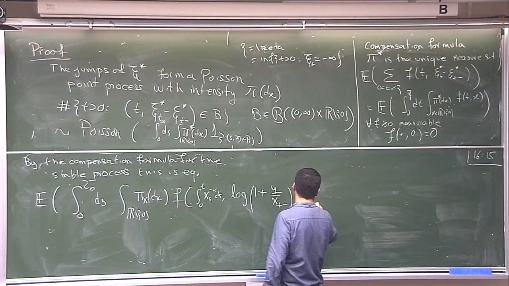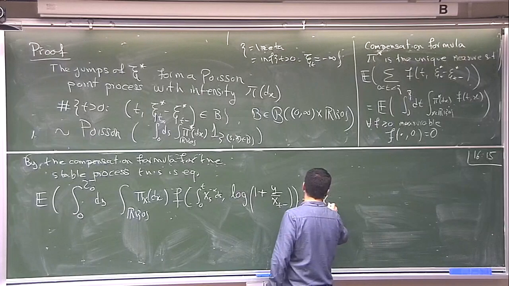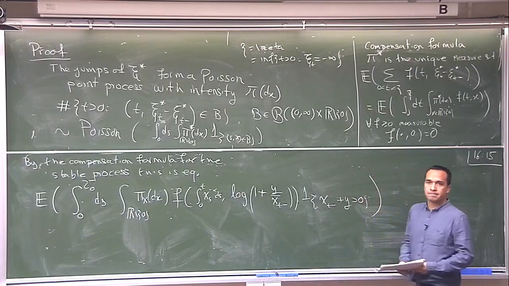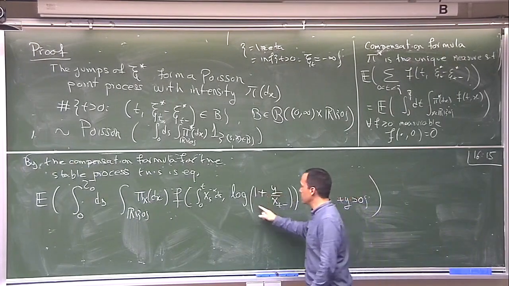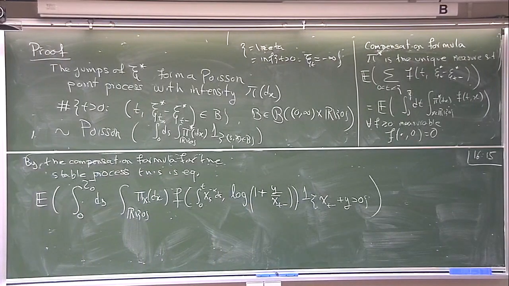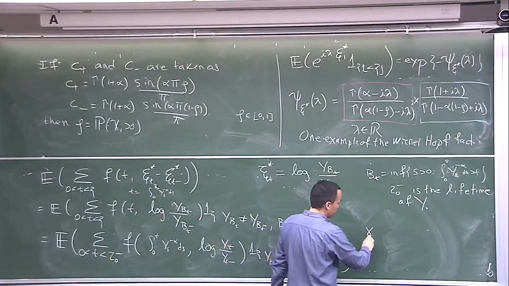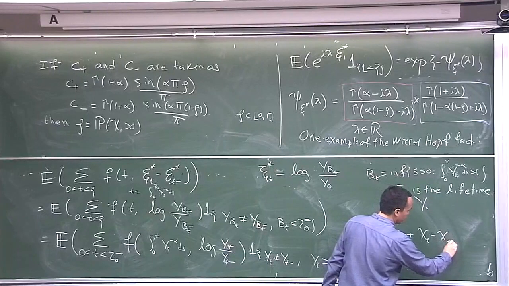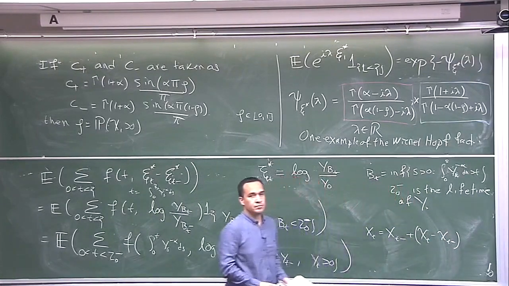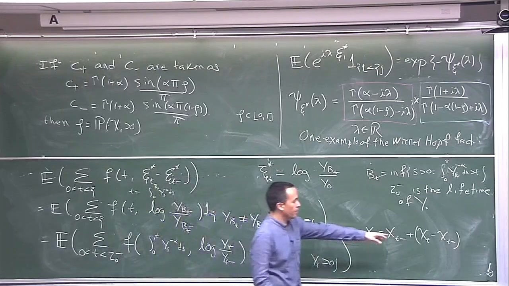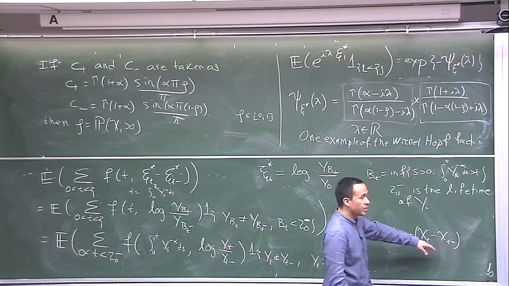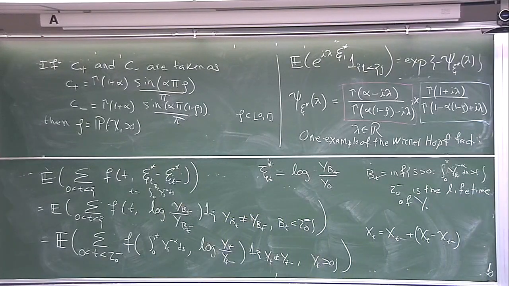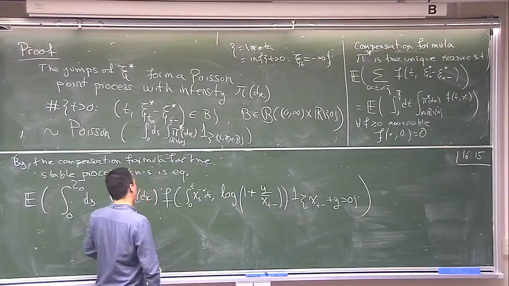This is in the event where x_t- plus y is bigger than zero. So this term here is just coming from writing x_t as x_t- plus the jump x_t minus x_t-. This is the jump that I am counting, and so I replace the jump by an integral with respect to y.